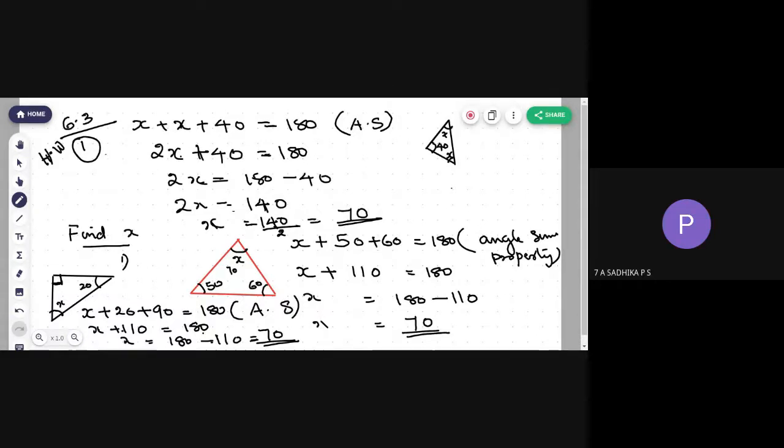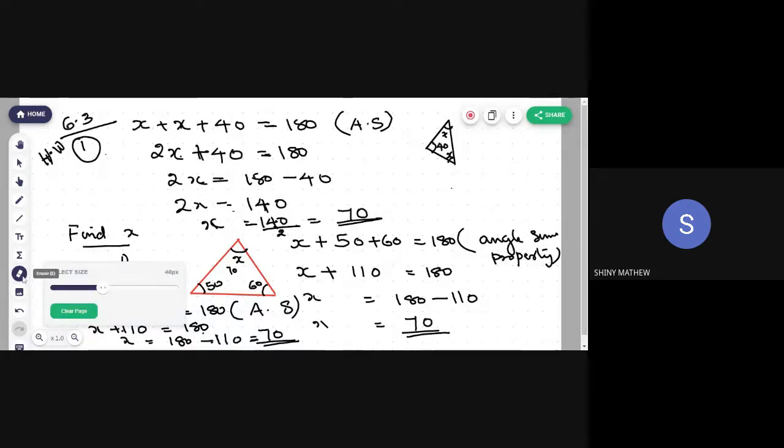Miss, all x is equal to 70. No, here it accidentally happened. That's only. But in other questions, whether it is 70 or not is not sure for you. Okay. Now we can move to the next property, that is the exterior angle property.